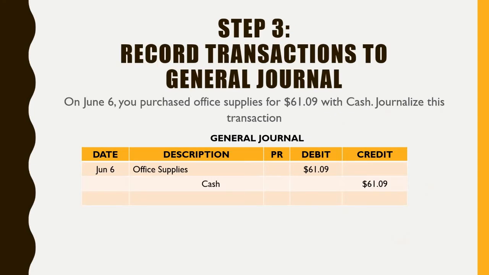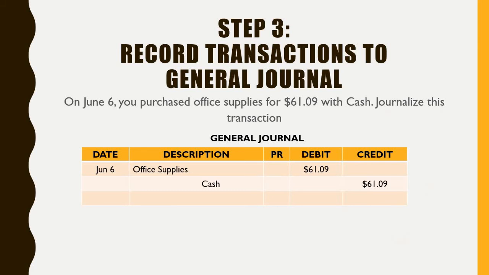So step 3, again, we recognize this from chapter 3, is you're going to actually record this transaction in your general journal. Of course, you have to determine which general journal you're using. One could be for operating activities, whatever you want to call it. It's not technically for inventory. It's for general operations.